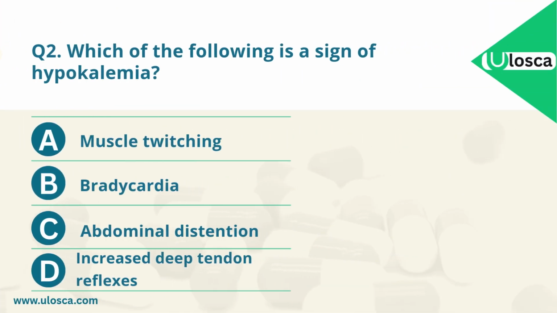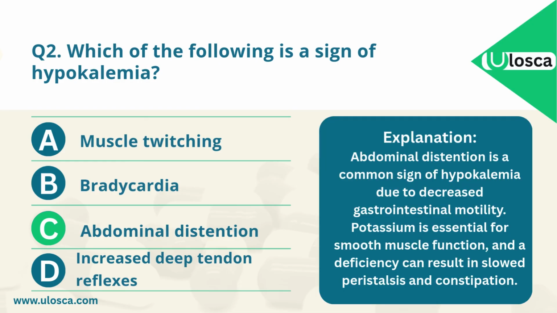The correct answer is C. Abdominal distension. Explanation. Abdominal distension is a common sign of hypokalemia due to decreased gastrointestinal motility. Potassium is essential for smooth muscle function, and a deficiency can result in slowed peristalsis and constipation.